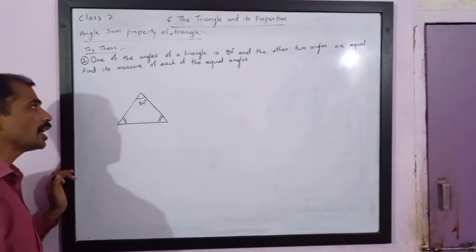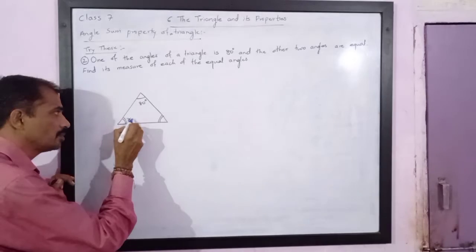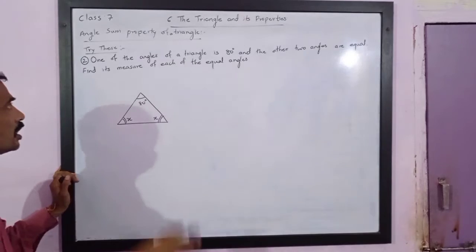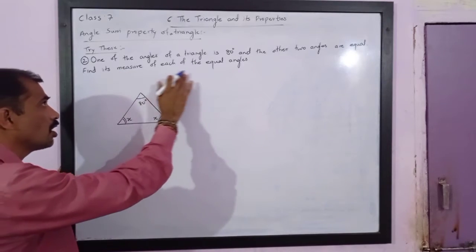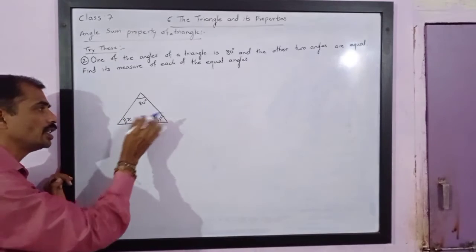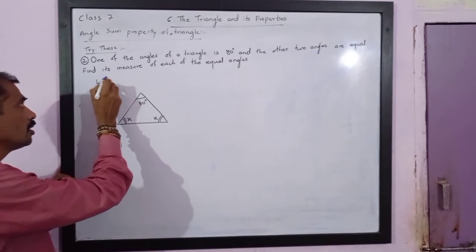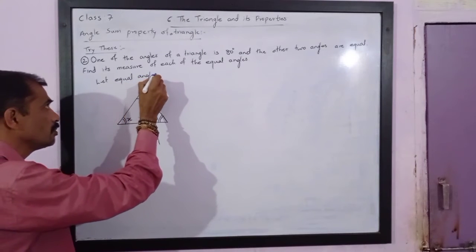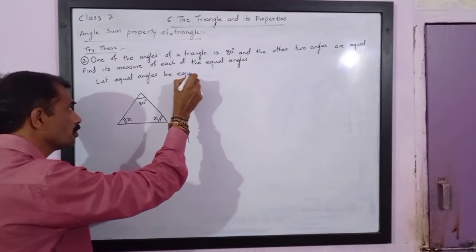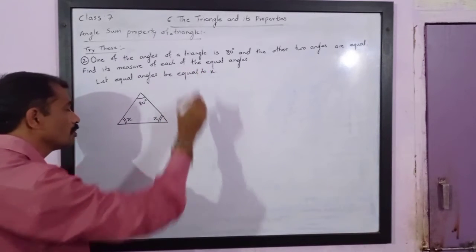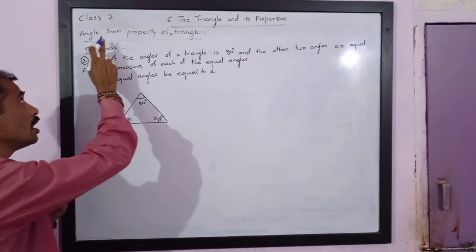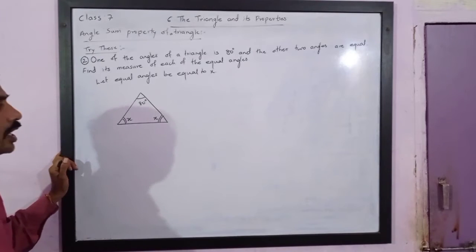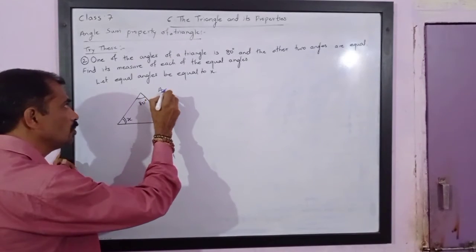Now if these two angles are equal, let us name them x. If this angle is x, the other will also be x, because these are equal angles. We have to find the measure of each of the equal angles, which means we have to find these two angles. So let the equal angles be x. Now see, according to the angle sum property of the triangle, we know that the sum of interior angles of a triangle is 180 degrees.